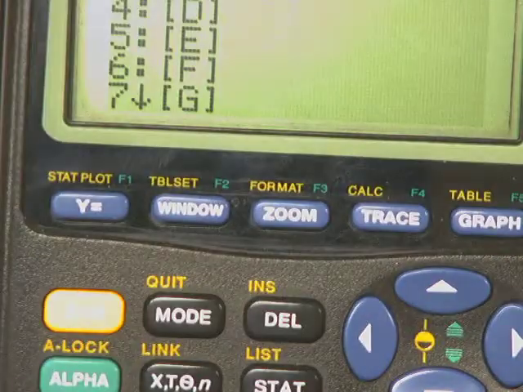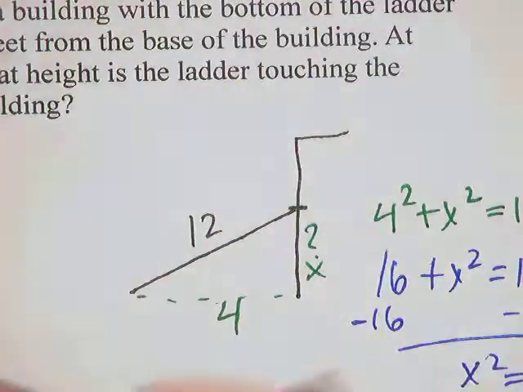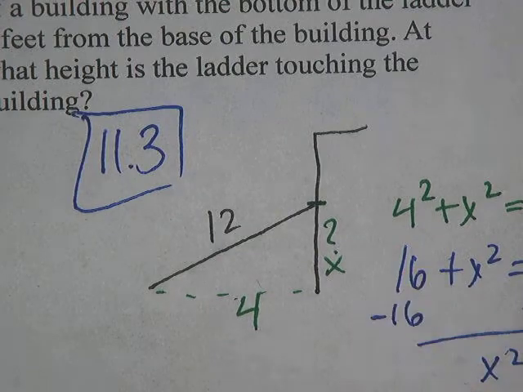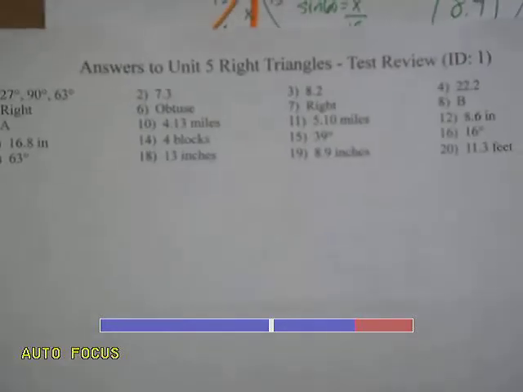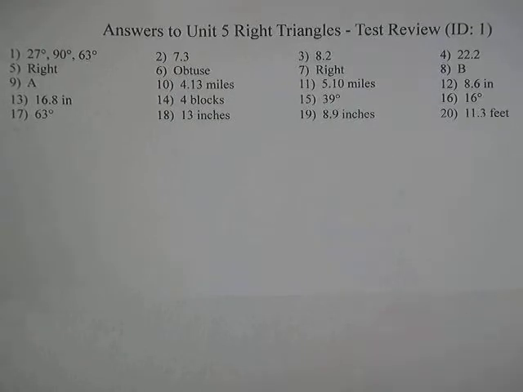This is a Pythagorean theorem problem, okay? Because I have two sides. So 4 squared plus x squared equals 12 squared. 16 plus x squared equals 144. I'm going to subtract 16. X squared equals 128. When I take the square root of 128, I get 11.3.